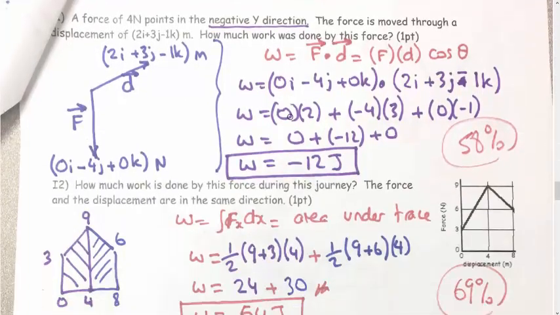Next chapter. So now we're on energy. A force of 4 newtons points in a negative y direction, so there it is. Why not draw it if you can? And then the force is moving through a displacement of that. I have no idea where that is. I'm not going to draw it to scale. I'm just going to draw a representative vector, and there's its ijk. 2i plus 3j minus 1k meters. How much work is done by this force?